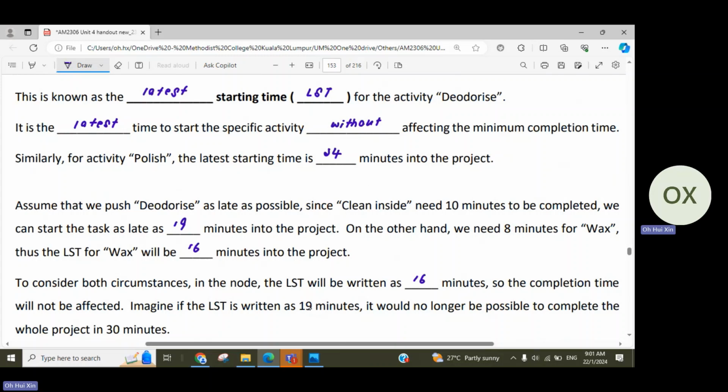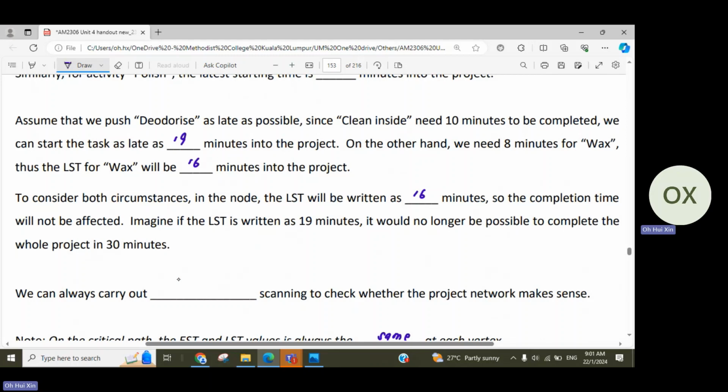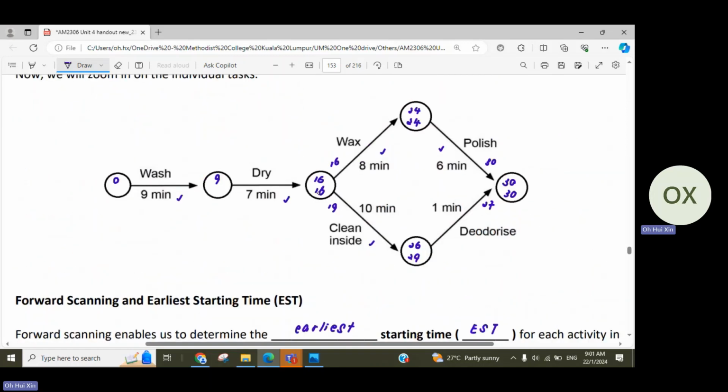Because if let's say we try to write 19, then it will no longer be possible for us to complete the whole project in 30 minutes. Okay, so this is what we did just now. So we can always carry out forward scanning to check whether or not it makes sense. For example, like what I said just now, if you start this as late as 19, then when you check 19 plus 8 plus 6, you wouldn't be able to reach 30 anymore.